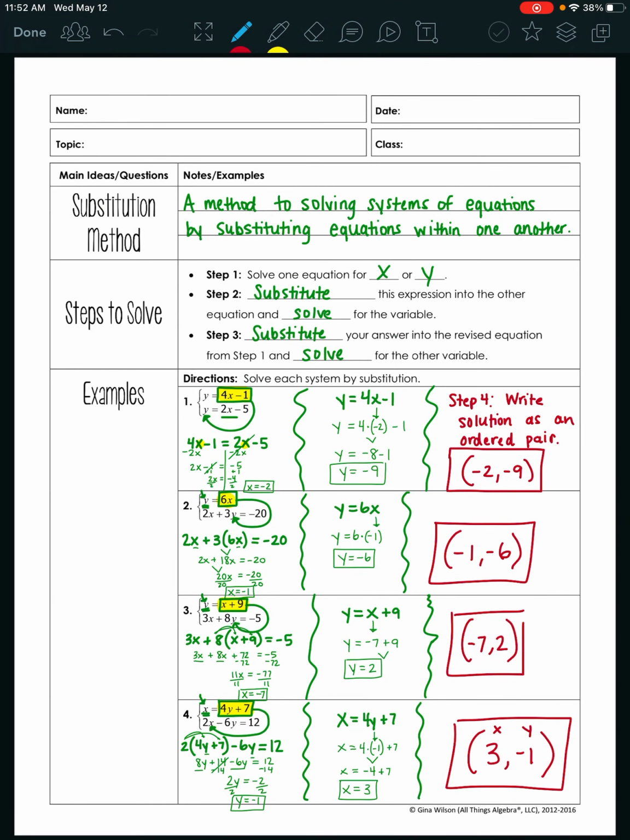All right, so there is our second method to solving systems of equations, and that is all algebraic. We don't have any graph to see when we're substituting an expression into another equation to solve for a missing variable.